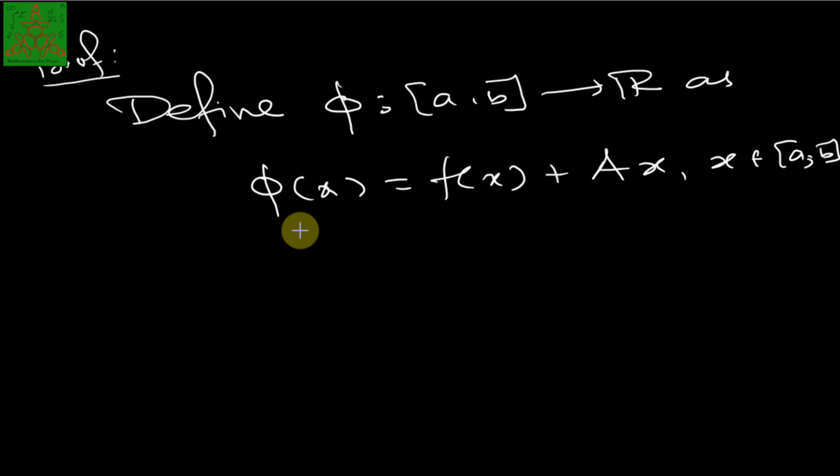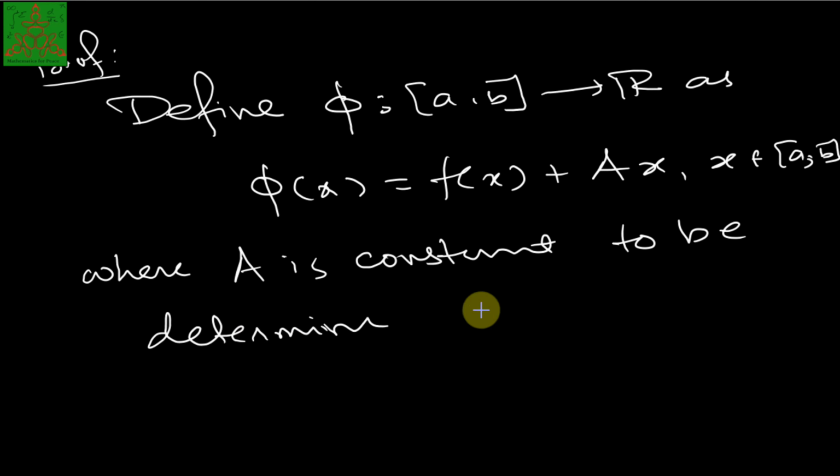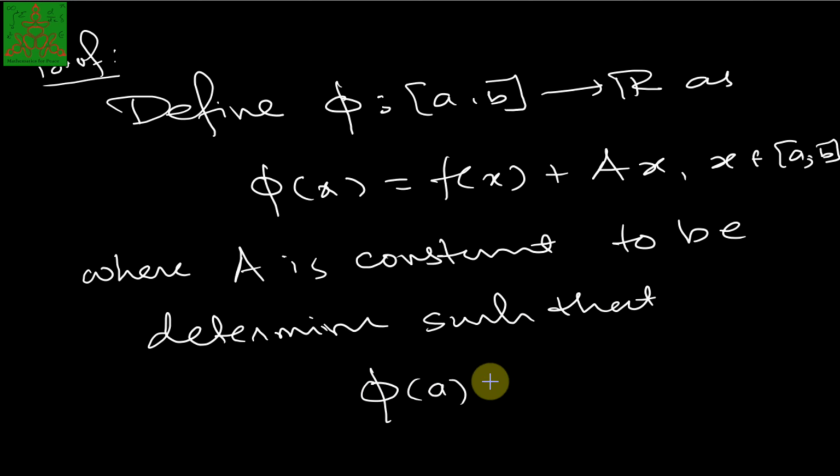Now what we have to check? We have to check that this function phi satisfies all the conditions of Rolle's mean value theorem. And we are taking this value of a, where a is a constant to be determined. We can calculate this value of a such that the Rolle's mean value theorem condition holds, that is phi of a is equal to phi of b. That is the third condition that we require. So I am calculating this a in such a manner that it satisfies this condition.